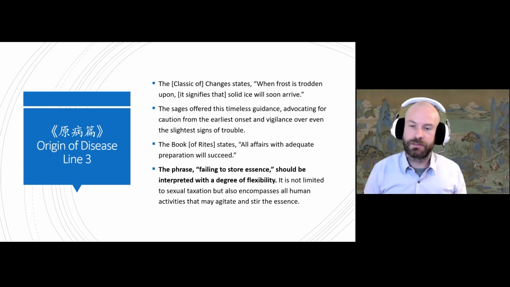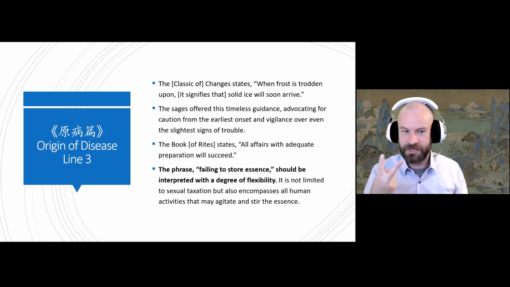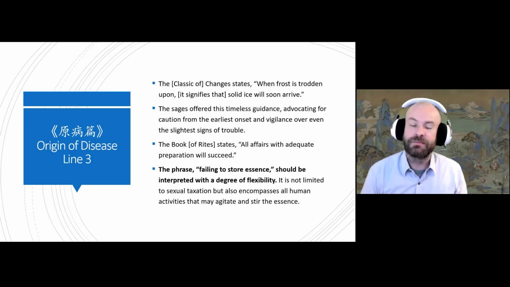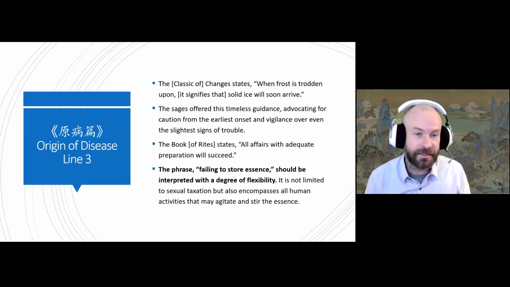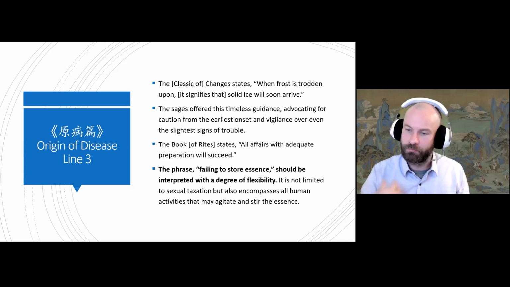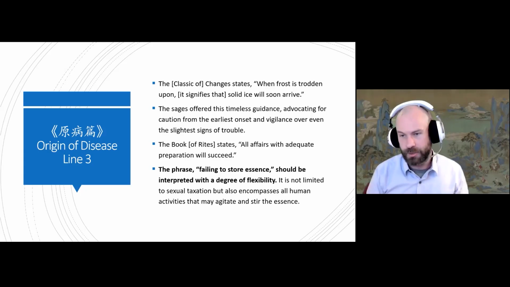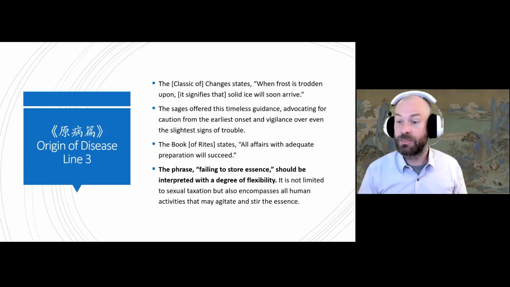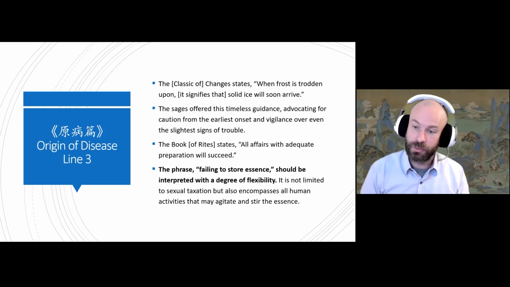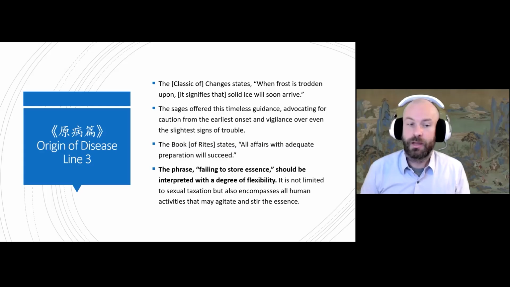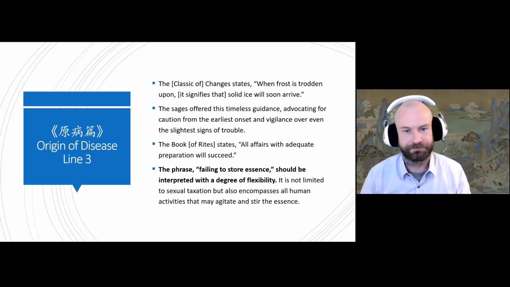I would say that there are perhaps two ideas. There's the kidney essence, being our finite essence, but then there's also the essence of the body that gets made when we digest things, like our sweat, our humors, and things like that. And when we expend those too much, then we also might cause a disease, not just from too much sexual taxation.